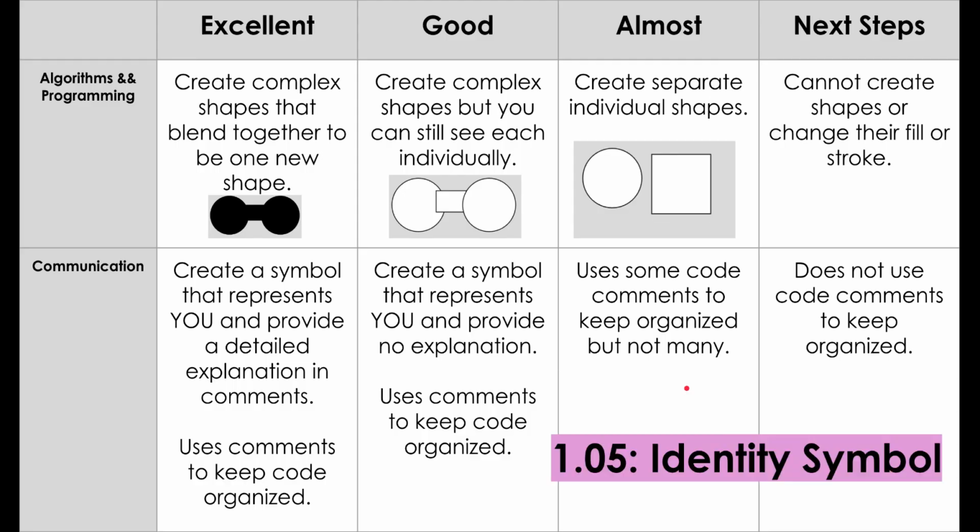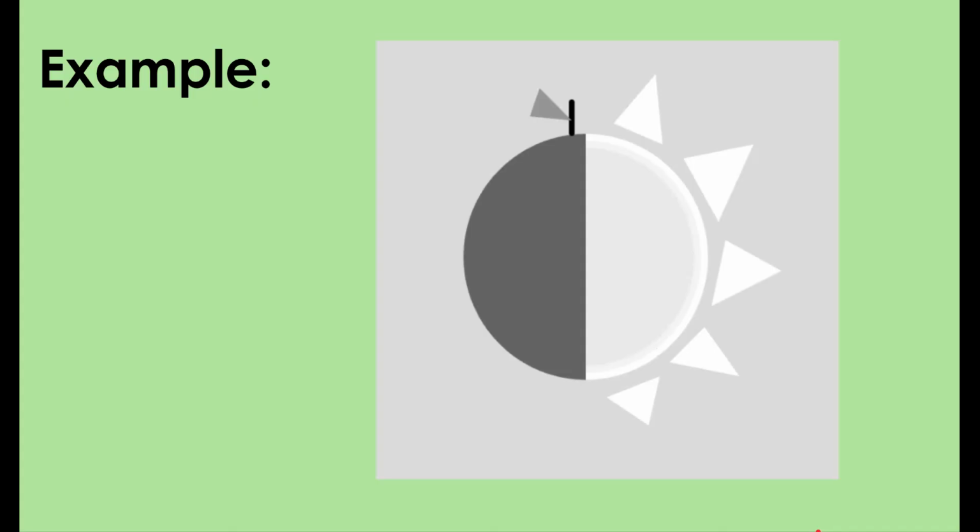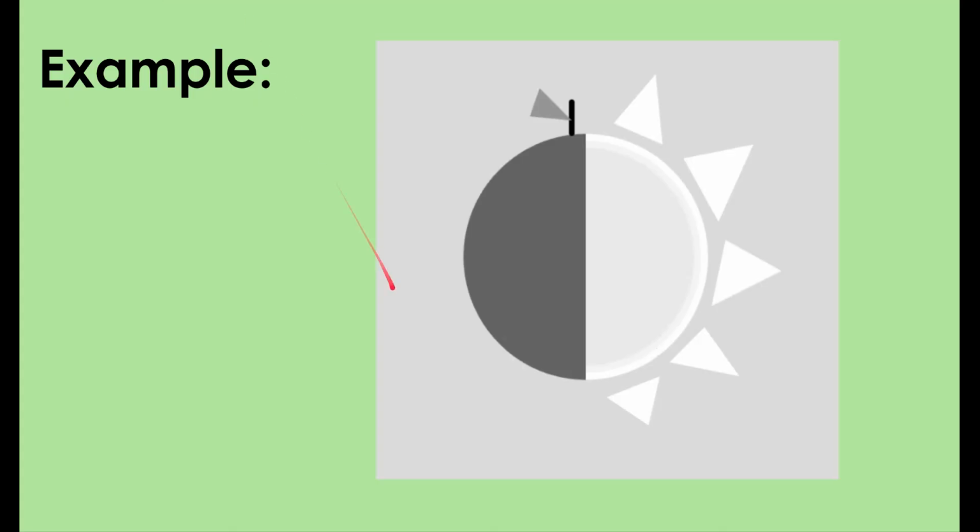My example for you, and this is what you can call it, 1.05 identity symbol. This is mine. This is what I made. It represents like an apple because teaching is a big part of who I am, and then a sun because I try and be like optimistic and forward thinking. So this is where it's at, and I used comments to keep this organized and also provided an explanation.